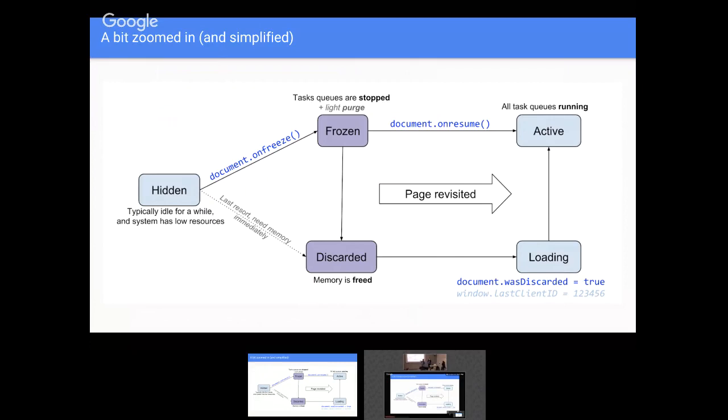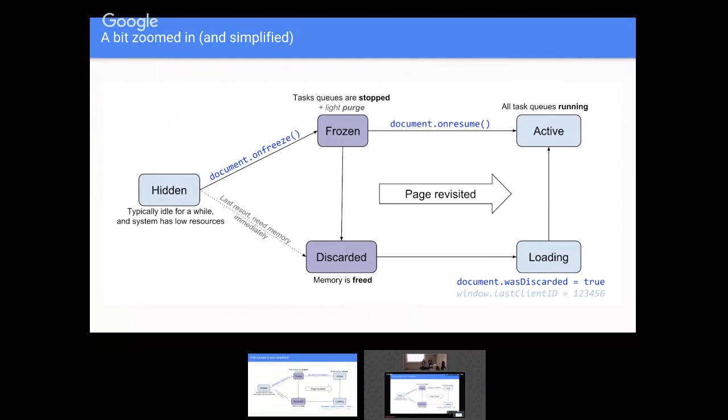Yes, because they will have the was-discarded bit set to true, so they can send something back to the server saying, oh wait, actually we were discarded after that specific freeze. And if you manage to get the last client ID proposal through, then they will actually be able to tell which client that was frozen tied back to which client was reloaded after the discard.